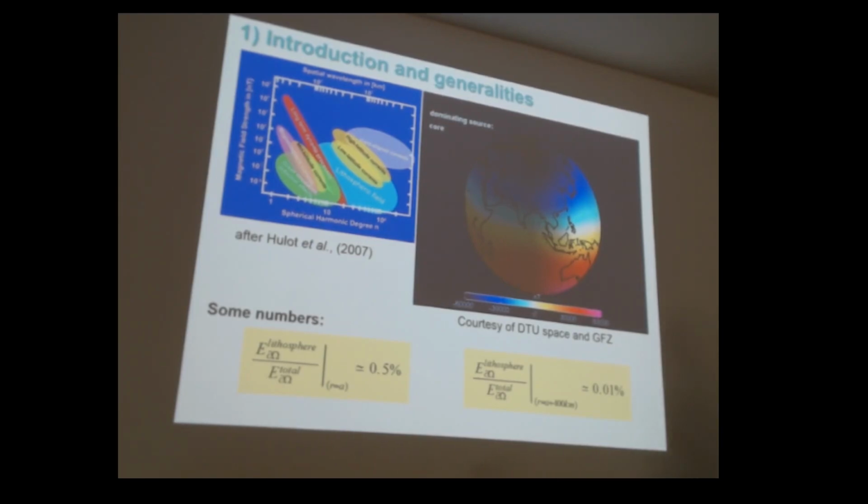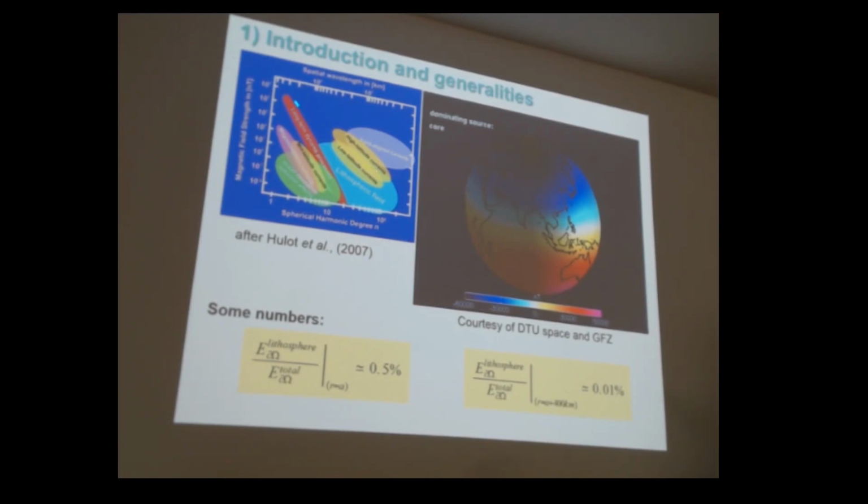And what you see if you just take all the sources of the magnetic field is that you have this long-term core field. And here the spherical harmonic degree is inversely proportional to wavelength. So this one will be the largest wavelength, which is the size of the Earth. And this one will be 400 kilometers.